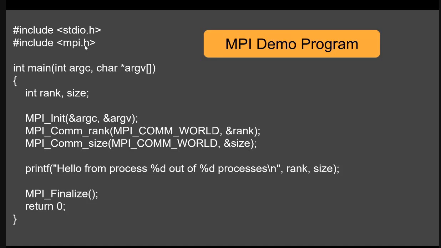Include MPI. So pretty basic. We are including the MPI module. And then here's the main change. We have int argc and char argv.